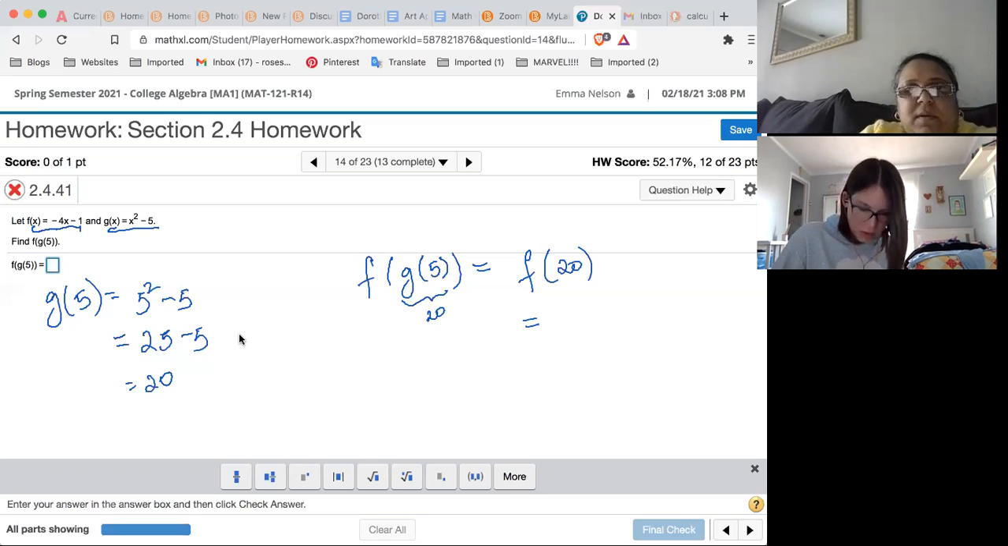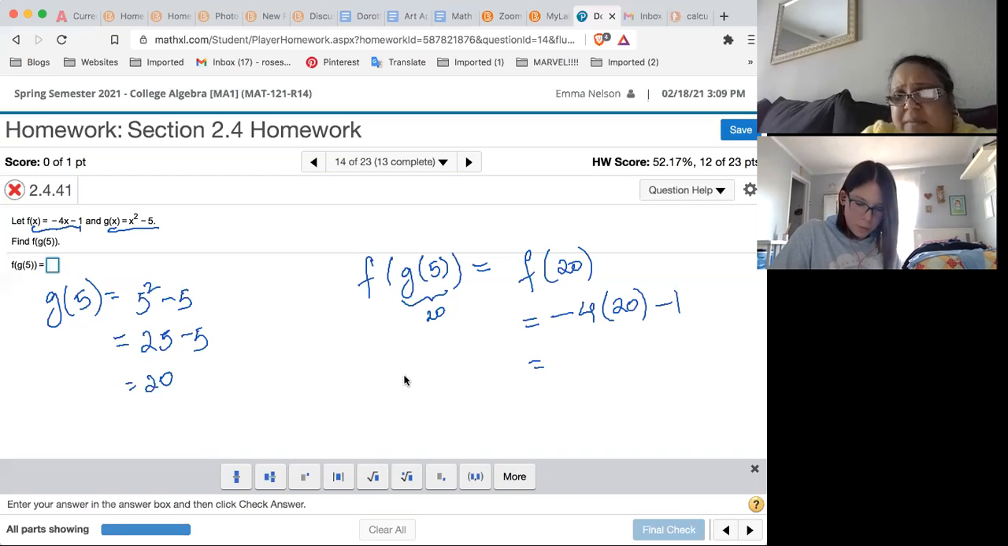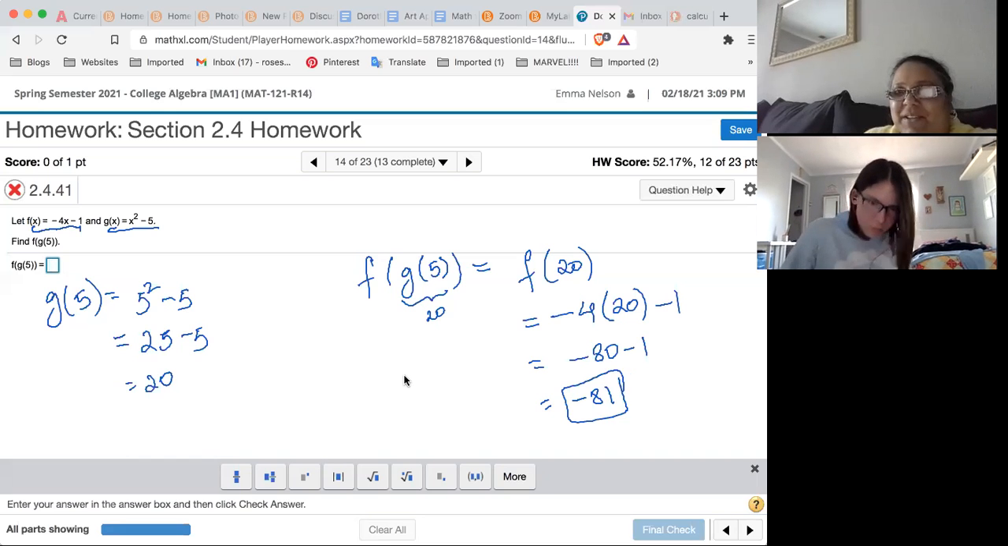Negative 79. Okay, let's check. So you have -4 times x. So x will be 20, minus 1. So -4 times 20, of course, will be -80, right? Yeah. Minus 1. So what did you end up with? I ended up with negative 79, but I forgot to add, so I subtracted it. So now it's negative 81. That's correct. Very good, I'm glad you caught that. All righty, so this will be your final answer.